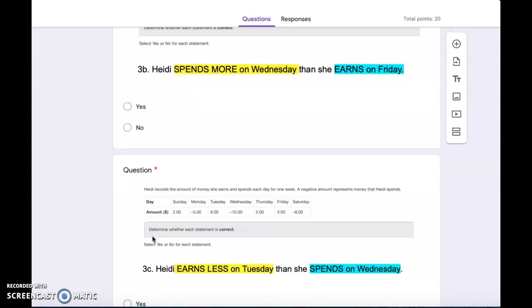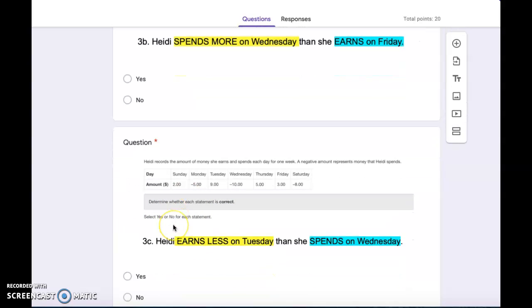Again, for 3C, using the same table. Heidi earns less on Tuesday than she spends on Wednesday. On Tuesday, she earned $9. On Wednesday, she spent $10. Is that yes or no?